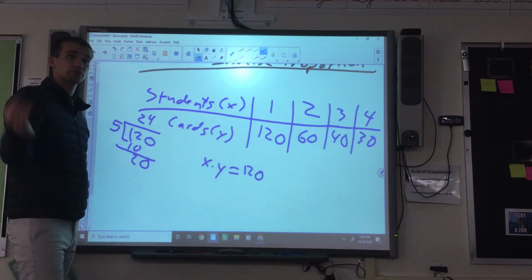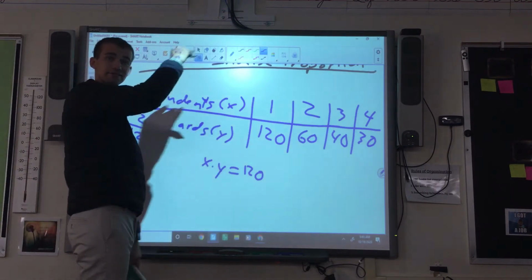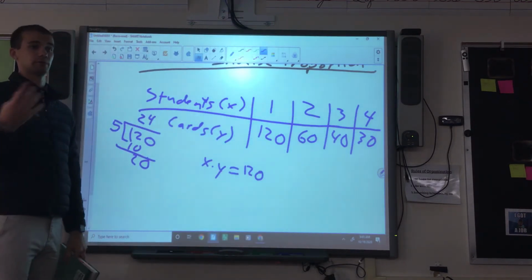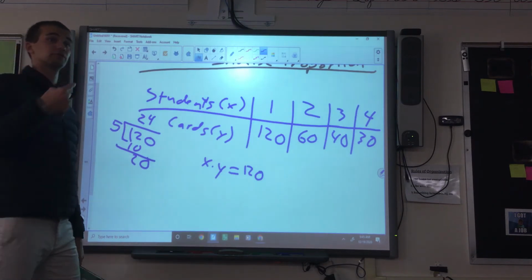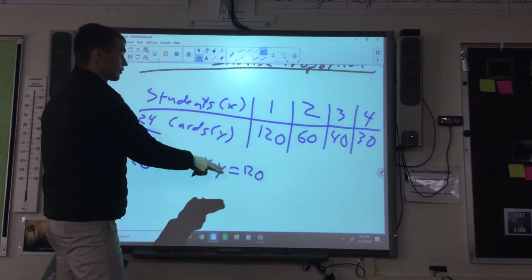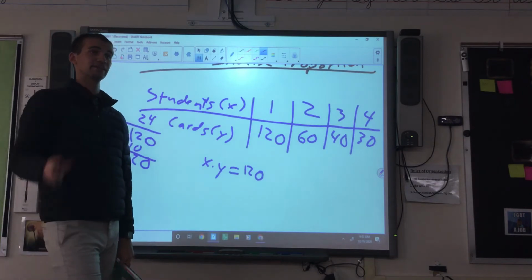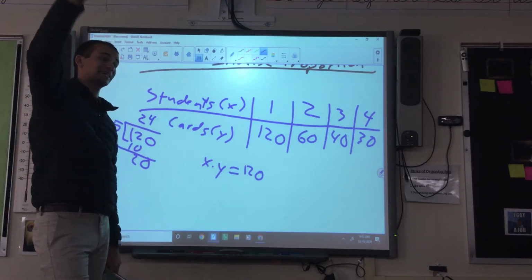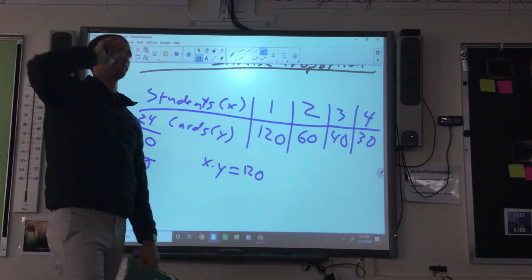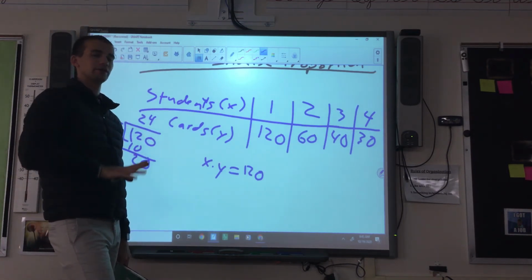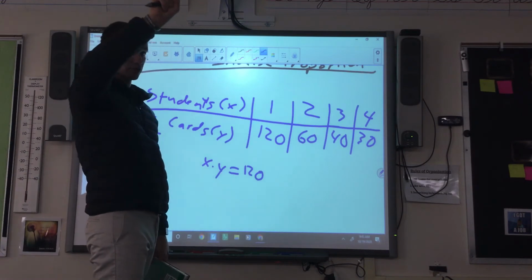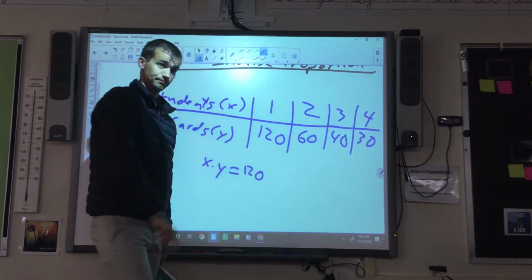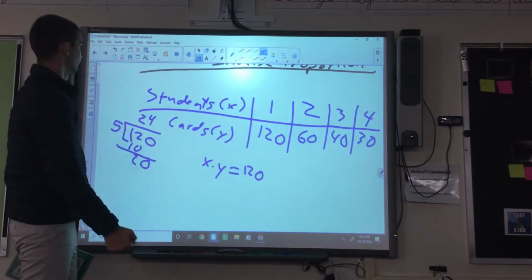Just like with direct proportion, when we take y over x, and we always want to get the same thing. Here we want to do x times y. That should make sense, because with direct proportion, we're doing y divided by x, where as one number goes up, the other one also goes up. For this one, as one goes up, the other one goes down. So instead of division, we're doing multiplication.